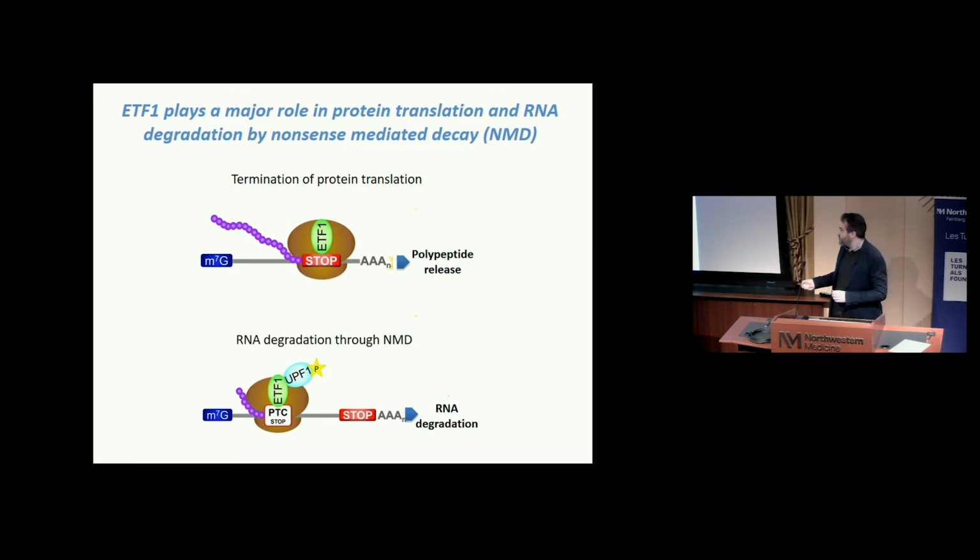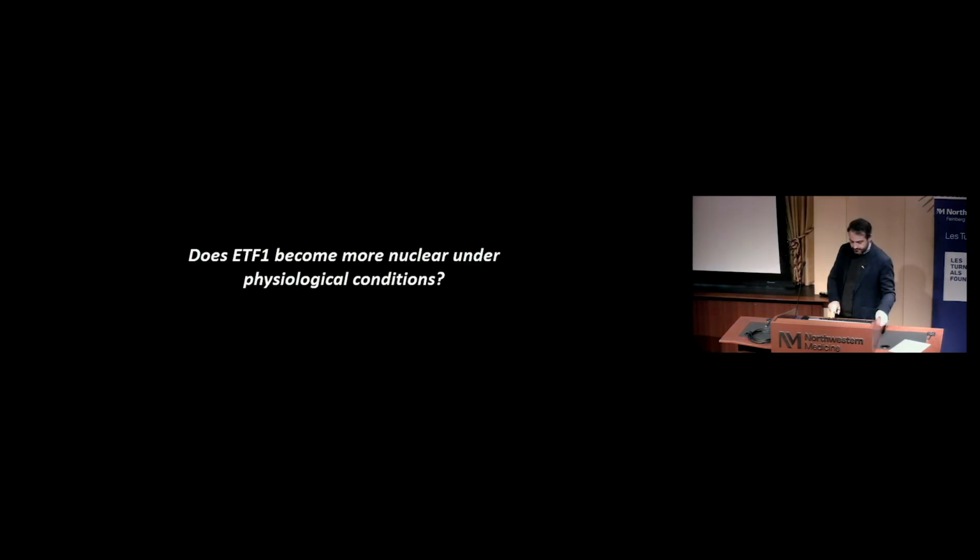Now, in cases where translation stalls because there's a premature stop codon or an irregularly shaped RNA, or just to regulate protein expression level, instead of translating this protein, it brings in another protein called UPF1, which becomes phosphorylated and degrades this RNA instead of allowing it to make protein. This is a very well-conserved mRNA surveillance pathway known as nonsense-mediated decay. So ETF1 is typically a cytosolic protein, which we found became a little bit more nuclear.